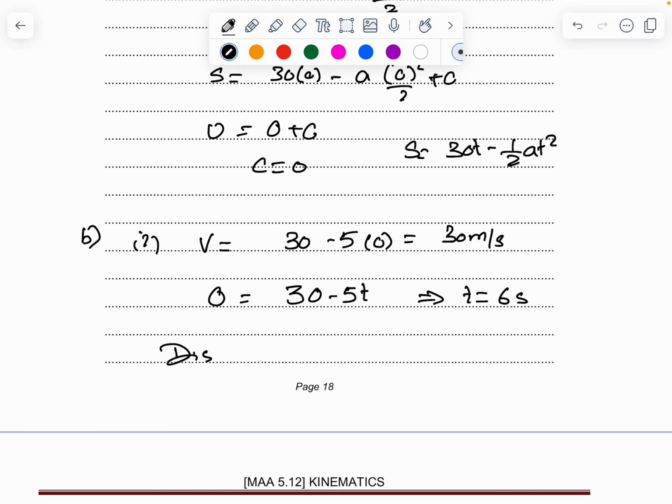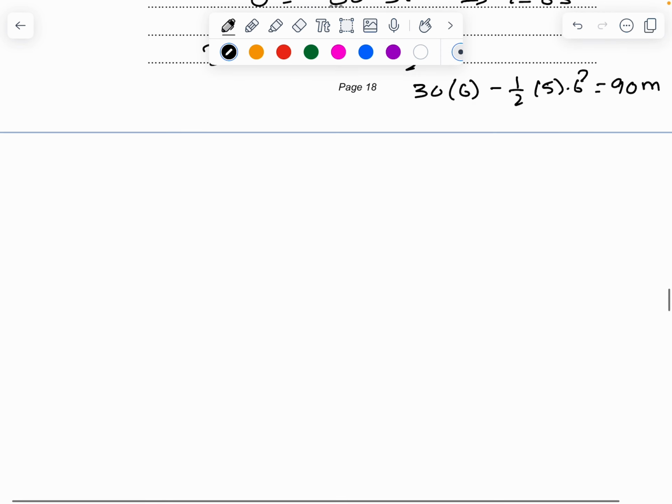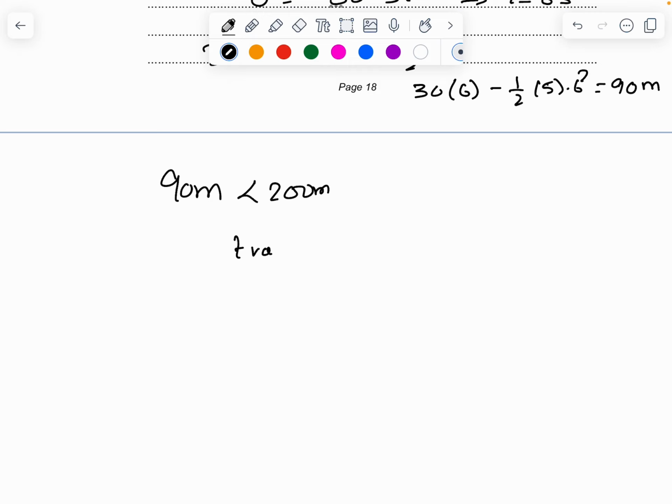So distance traveled will be 30t minus half 5t square, which is 30 times 6 minus half times 5 times 6 square, which is going to be 90 meters. And we know that the actual distance is 200 meters. So therefore 90 meters is less than 200 meters. Therefore the train stops before the station.